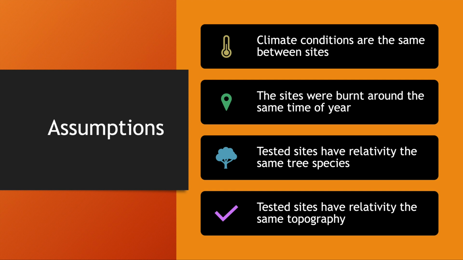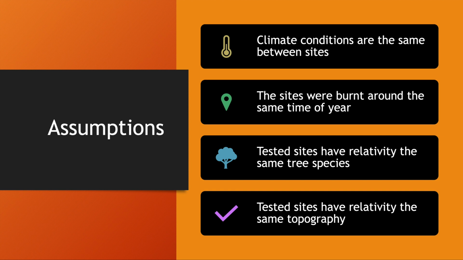The third assumption is that the sites will have the same tree species. This is because some trees are more fire tolerant than others. This would be to ensure that the wildfire sites have the same fairness when testing. Some trees don't burn as well as other trees do.